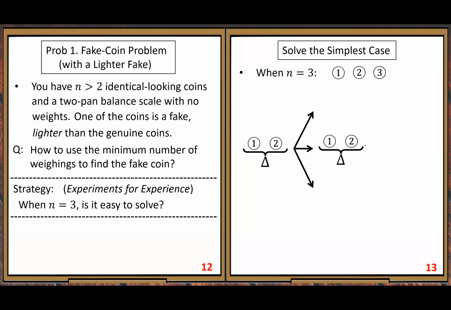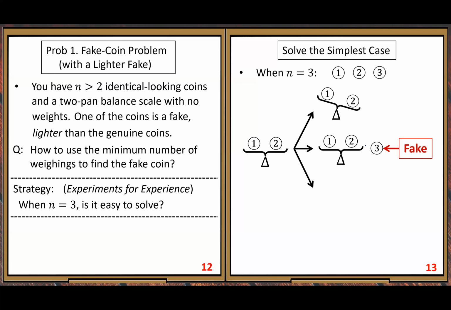The middle one: even. Which one is the fake? Is coin 1 fake, coin 2 fake, or coin 3 fake? Coin 3. How can coin 1 be fake? If coin 1 were fake, it would not have the same weight as coin 2. So coin 3 is the fake. With 1 weighing, we know coin 3 is fake.